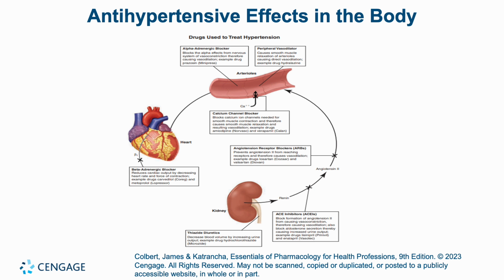Moving down here, we have our angiotensin receptor blockers, which prevent angiotensin II from reaching receptors, therefore causing vasodilation. Your ACE inhibitors block the formation of angiotensin II from causing vasoconstriction, therefore causing vasodilation. Also blocks aldosterone secretion, thereby causing increased urine output. And then your thiazide diuretics decrease blood volume by increasing urine output. The example drug here is hydrochlorothiazide. If you're a visual learner, this is a great slide for you.